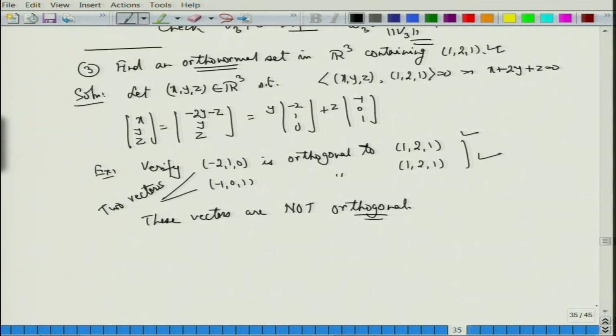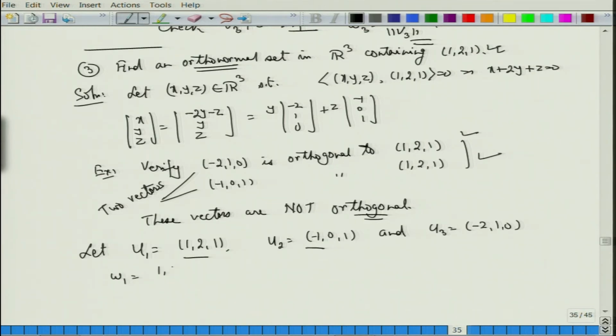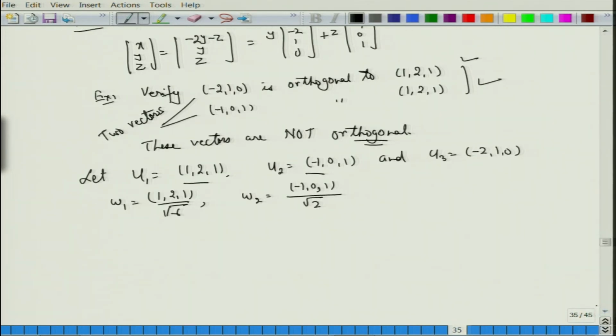So, let me define things now, all right. Define u1 equal to (1, 2, 1), u2 equal to (minus 1, 0, 1), and u3 as (minus 2, 1, 0). I already know that these two are perpendicular. So, I define w1 as (1, 2, 1) divided by root 6, the length, and w2 as (minus 1, 0, 1) divided by root 2. Let us compute V3.